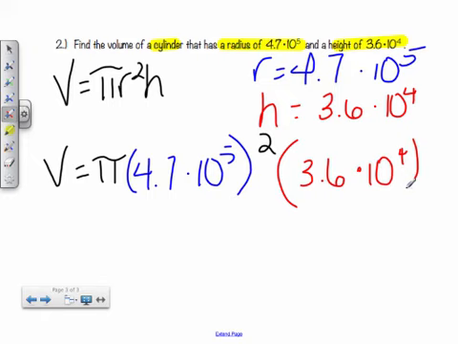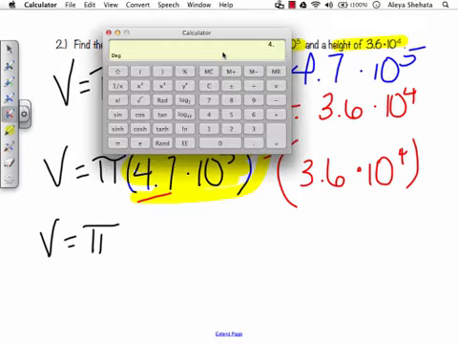Okay, so the first thing I'm going to attack is this expression right here. I'm going to figure out what this is in slightly easier form. So I'm going to figure out what 4.7 is when I square it. I'm going to grab my calculator and figure out what 4.7 times 4.7 is. So 4.7 times 4.7 gives me 22.09. So instead of this right here, I'm going to say 22.09.